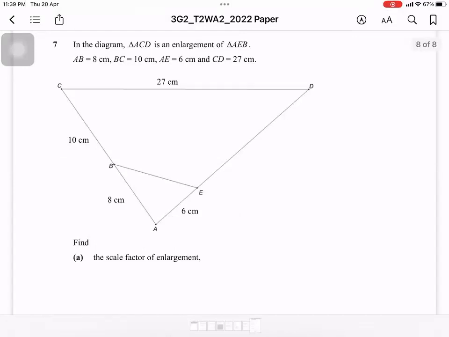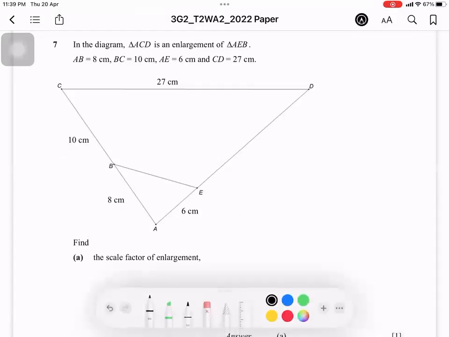Okay, now in this case over here, this one is an enlargement. Before we talk about anything, what is a scale factor for enlargement? The scale factor is given by image over the original. The length of the image over the length of the original.